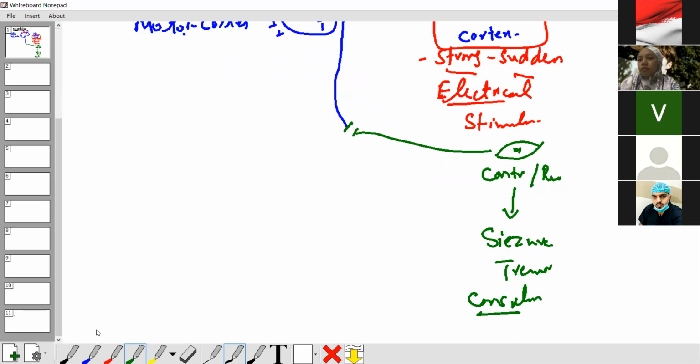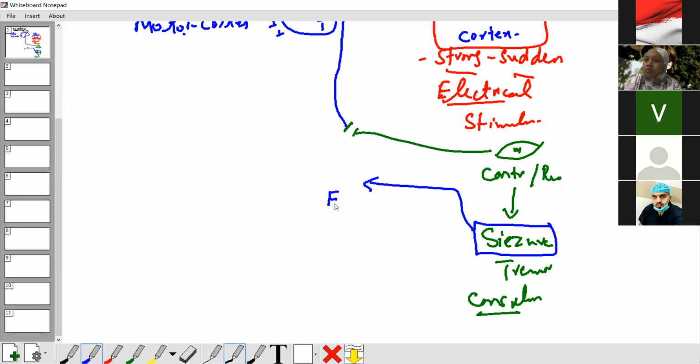Okay. So what is the difference between seizure and epilepsy? Seizure, tremor, convulsion, nearly the same thing. Okay. There are many causes of seizure. So what are the causes of seizure?